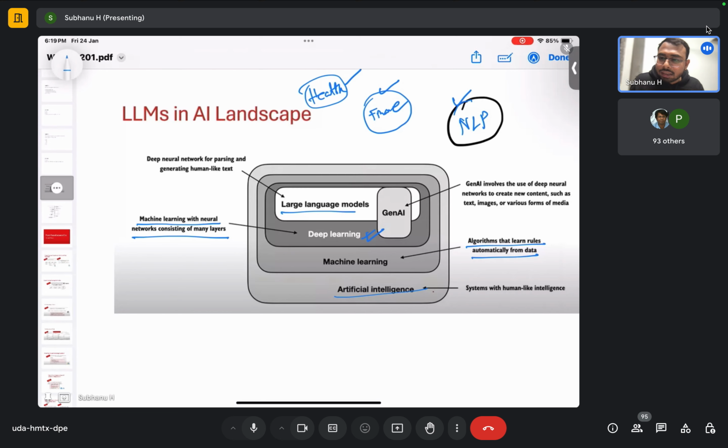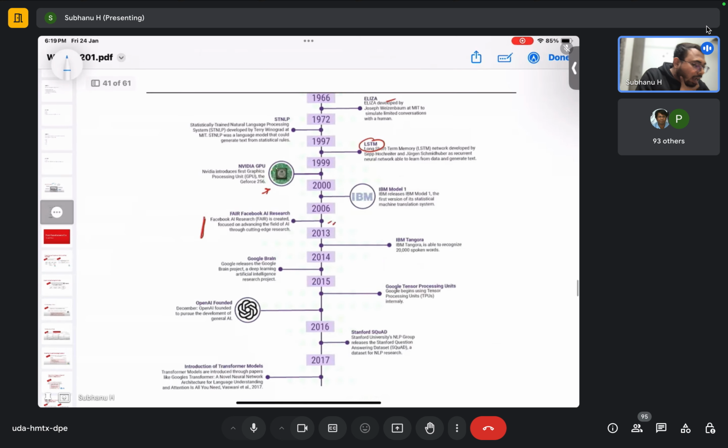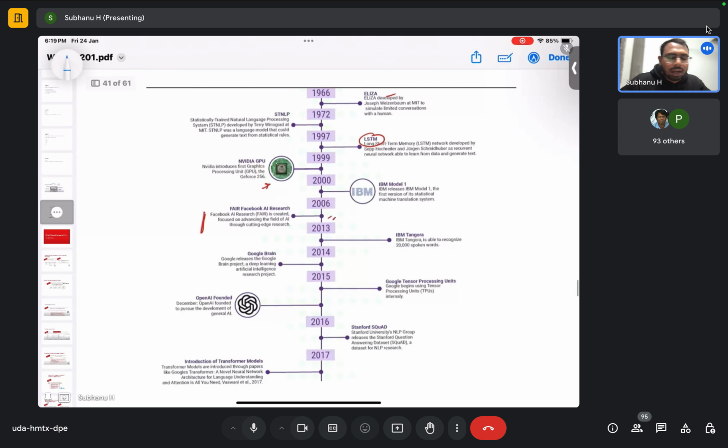So is this thing clear? I think this is clear. So now I'll come to the history of NLP. It is very important to see where we stand now.